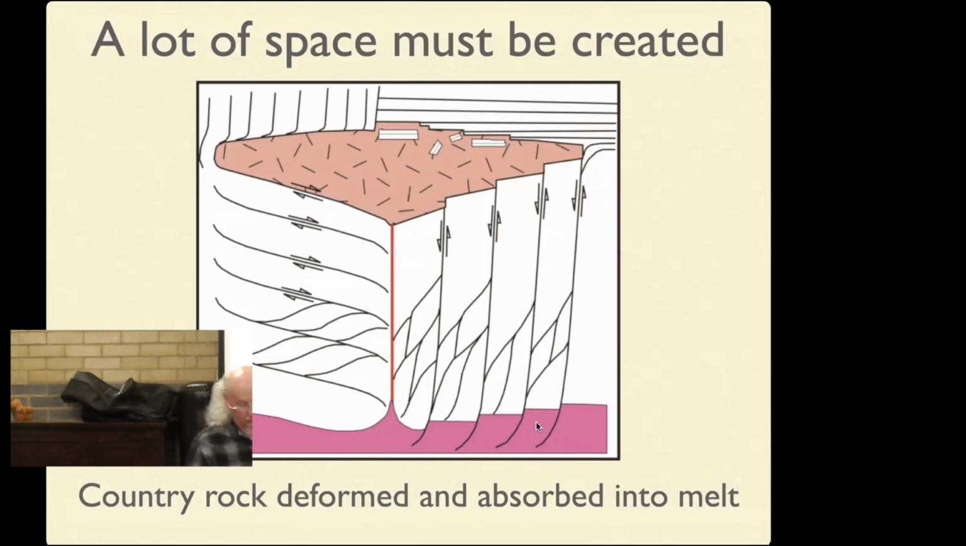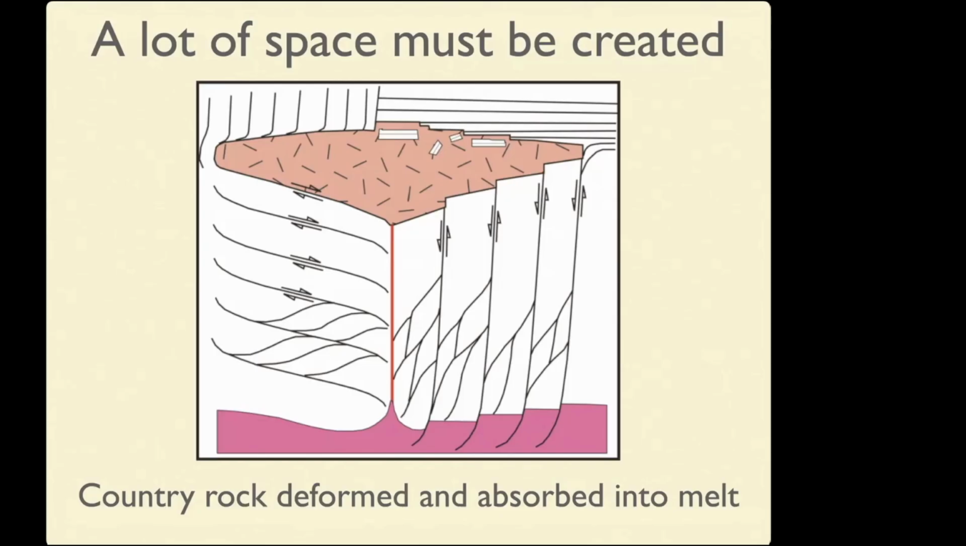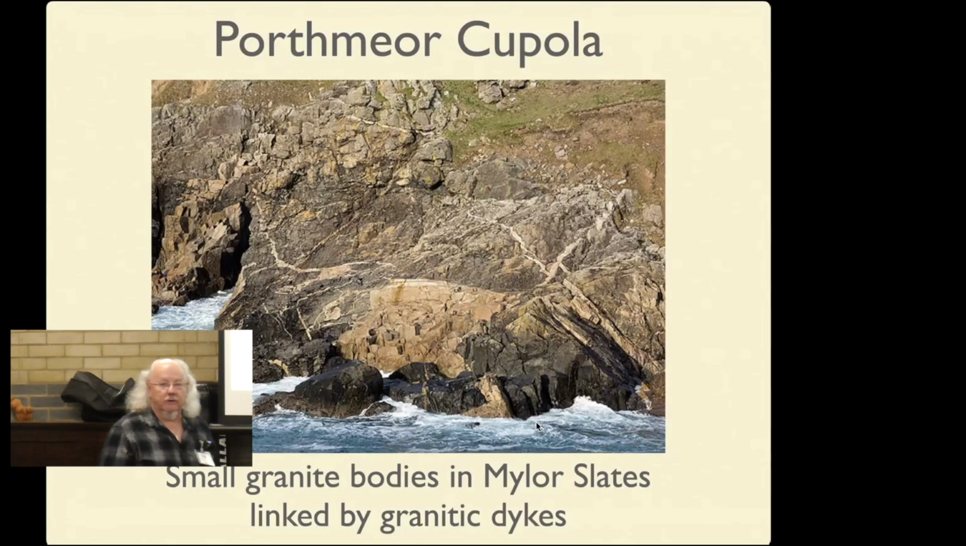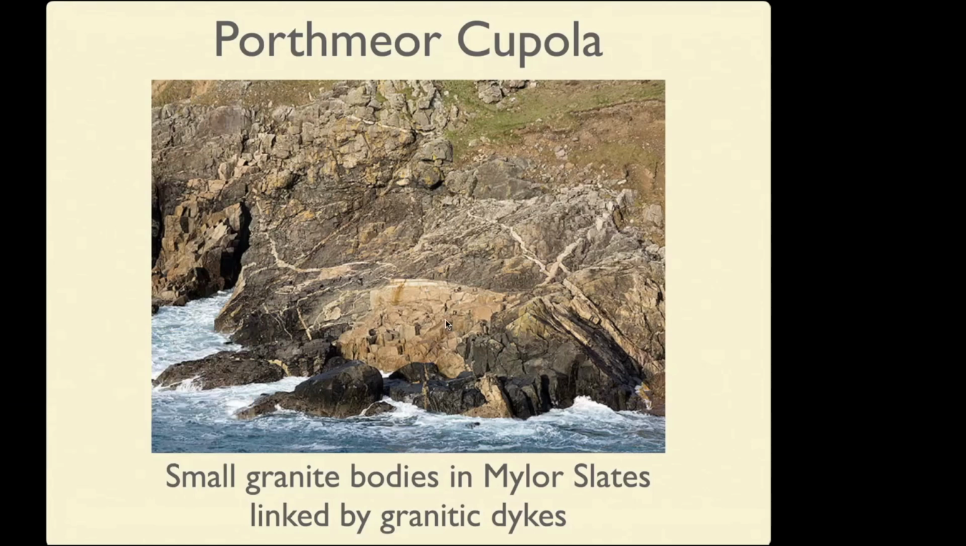Now, I can't show you what's underneath, you very rarely see anything underneath one of these exposed, but the top sometimes is. And here is a bit of it. This is a cupola, which is a little bit of magma coming up at the top in a place called Porthmeor. The light-coloured stuff is the granite, and you can see the veins are filled with granite all over here, more granite over there, and the rest of this is the country rock.